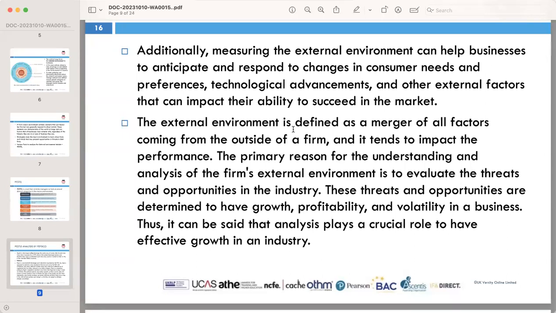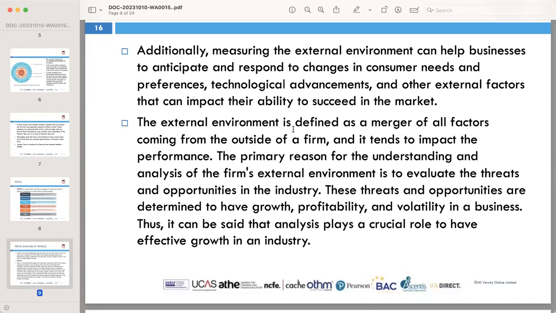The primary reason for understanding and analyzing the firm's external environment is to evaluate the threats and opportunities in the industry. These threats and opportunities determine growth, profitability, and volatility. So in a business, it can be said that analysis plays a crucial role in effective growth in an industry.